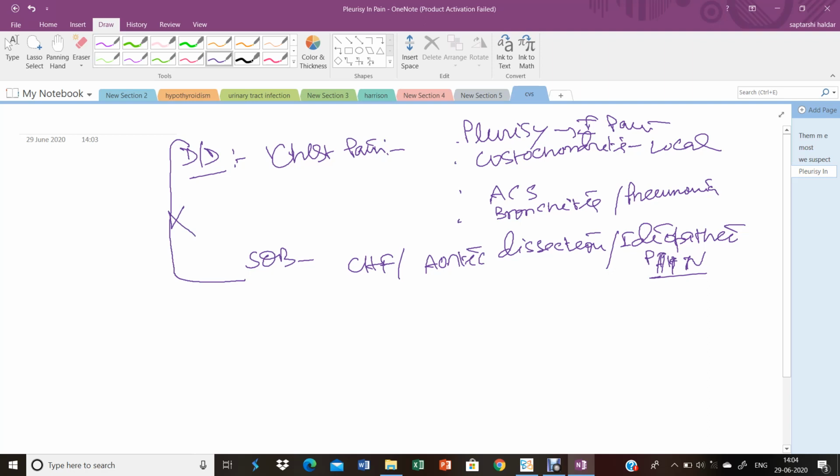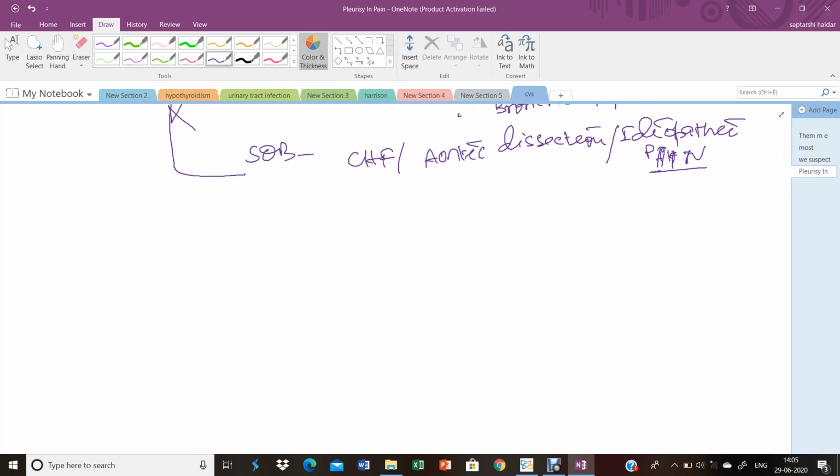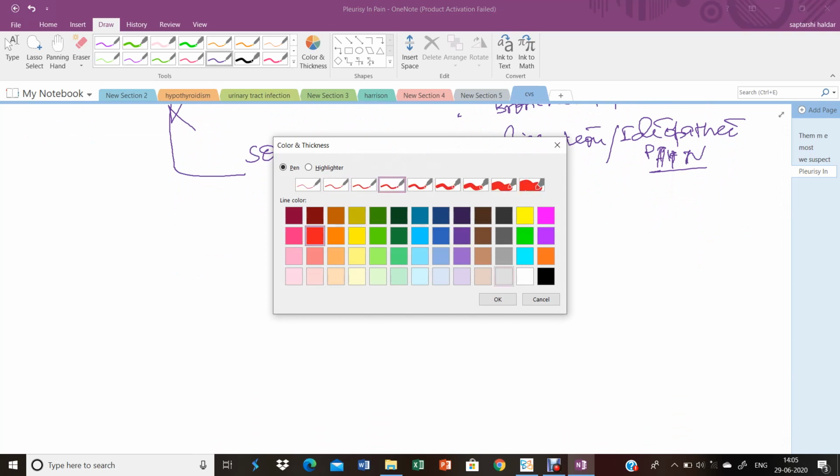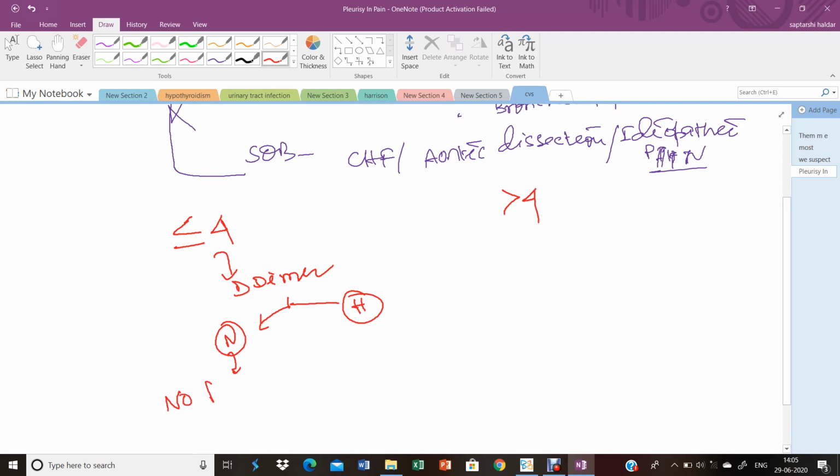Then the next step. Here, the patient has a score of less than 4 or more than 4. If the patient has less than 4 score, we do the D dimer. If the D dimer is normal or high: if normal, we exclude it, the patient has no pulmonary embolism.